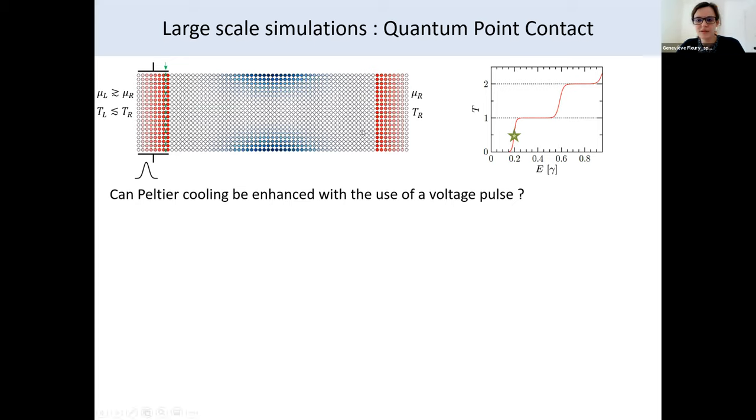And so now we ask ourselves whether or not it's possible to enhance Peltier cooling of the left reservoir by applying some time-dependent voltage pulses in the left lead. So if the left reservoir is colder than the right one, is it possible nevertheless to extract heat from the left reservoir? We know it's possible in the DC regime if we work, for instance, around the first transmission step, but can we make it better in the dynamical regime?